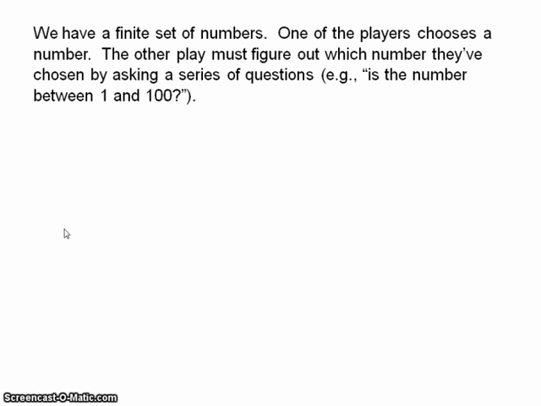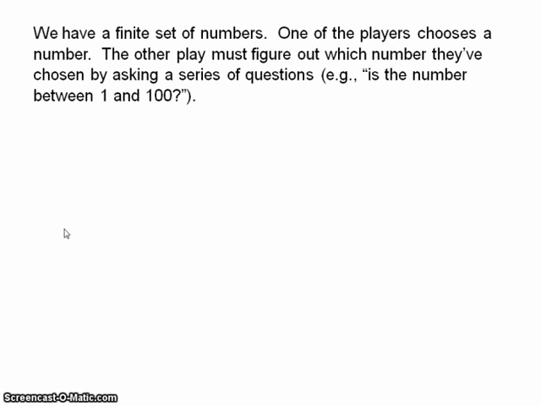Here is a simple and probably rather boring game for at least two people. Suppose we have some finite set of numbers. One of the players chooses a number and the other player must find out which number they've chosen by asking a series of questions. So you might have a set of numbers between 1 and 200, and one of the questions might be, is the number between 1 and 100? You find the number that way. A rather boring game, as I said.